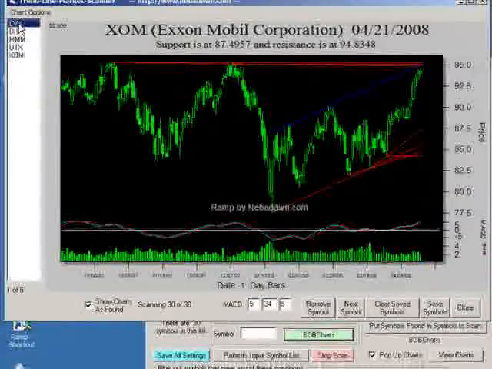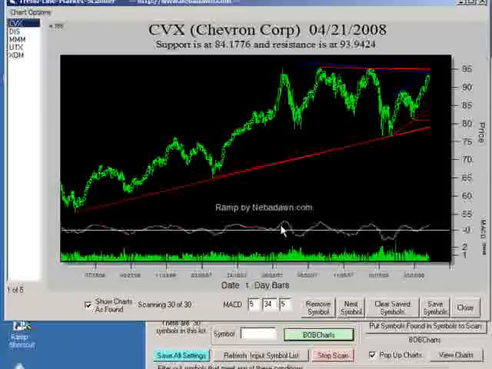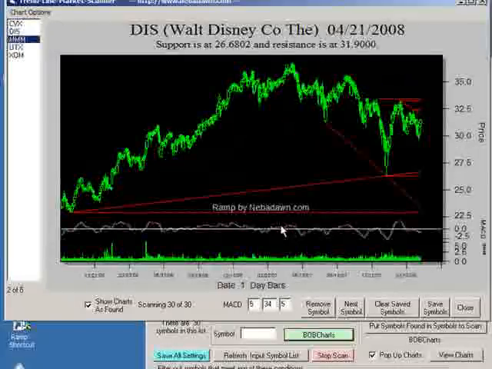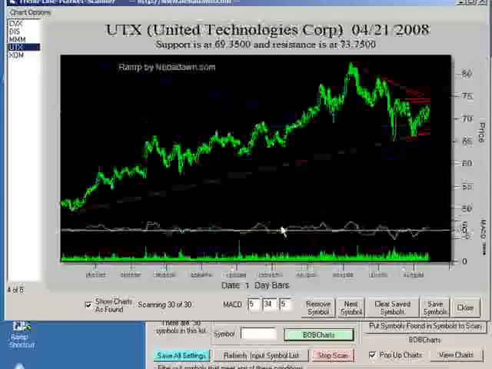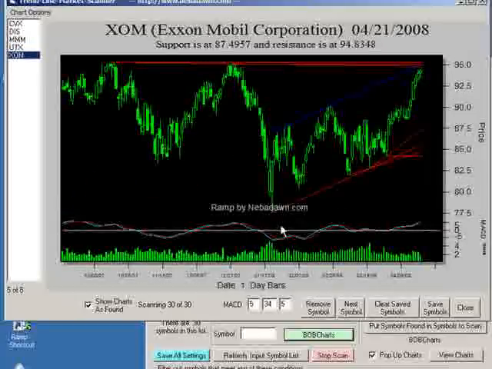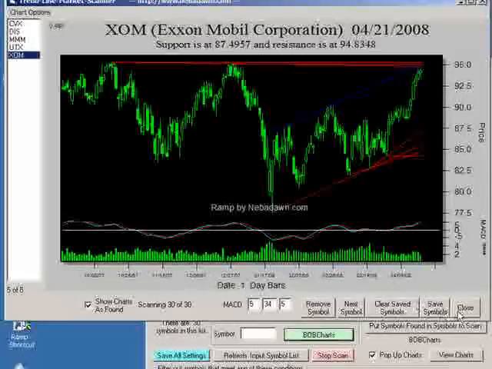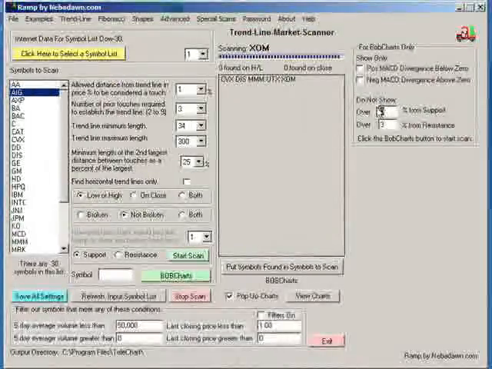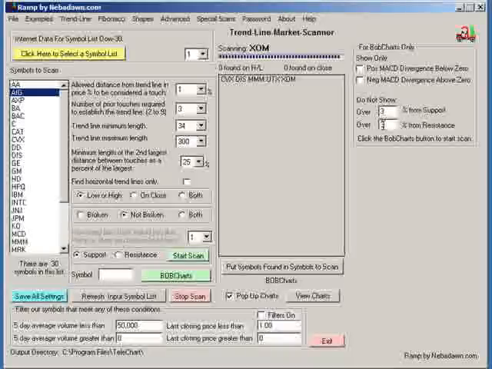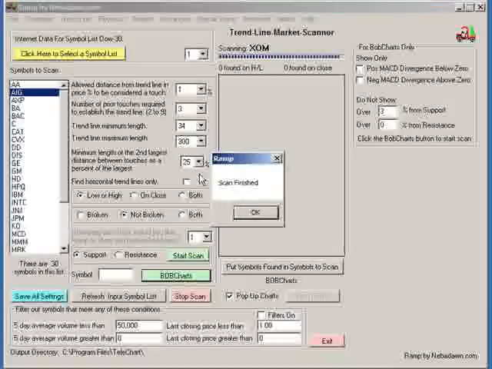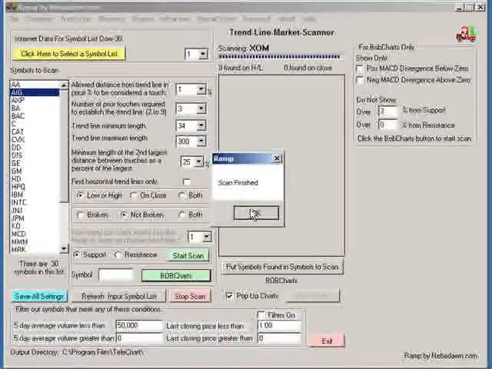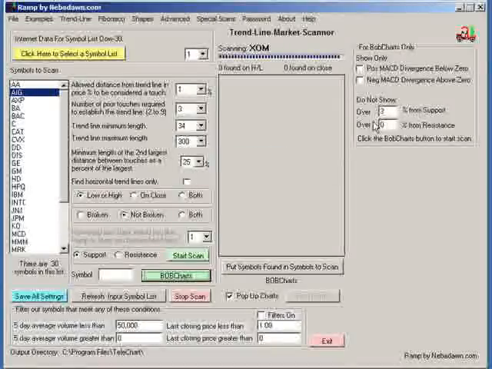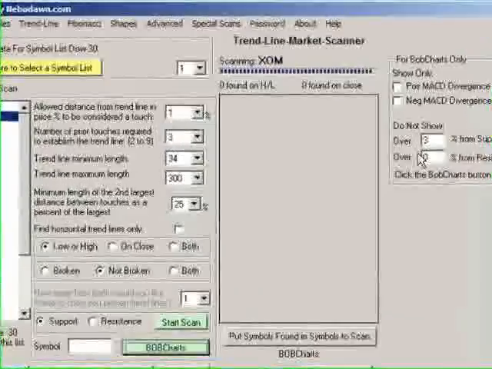And of course, you can see what I have here, some excellent shorting candidates. All of them up above a near resistance. I'll close that, and we'll try the same thing for support, and we'll just see what we get. I'll click on Bob Charts, and nothing there, and that's because the market's run up. There's nothing in the Dow 30 within 3% of a support line.